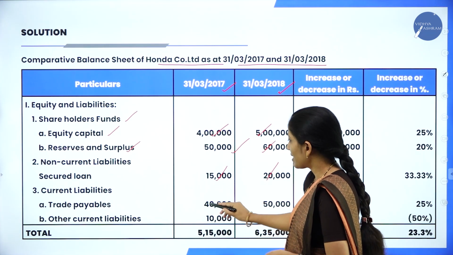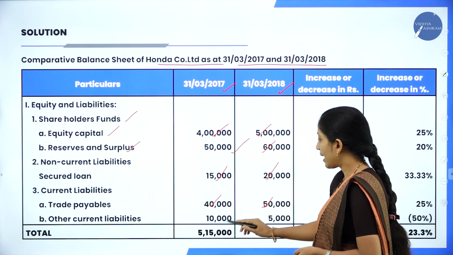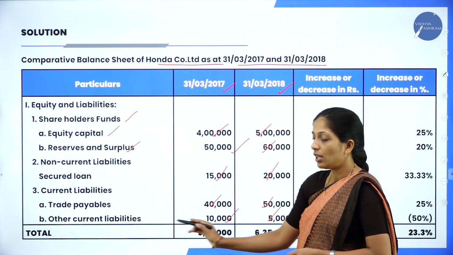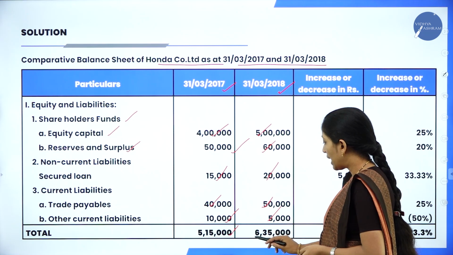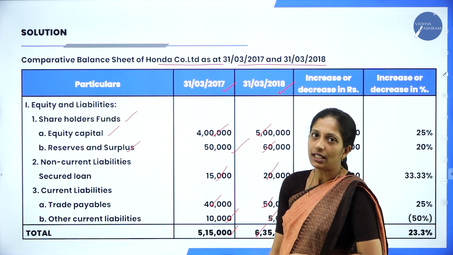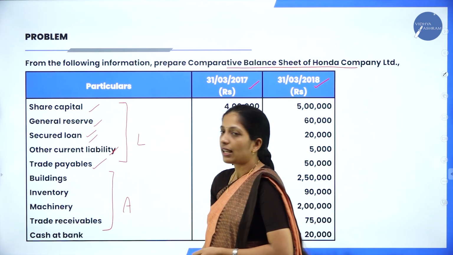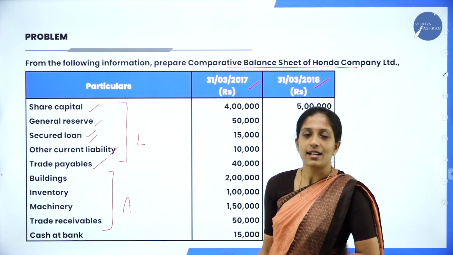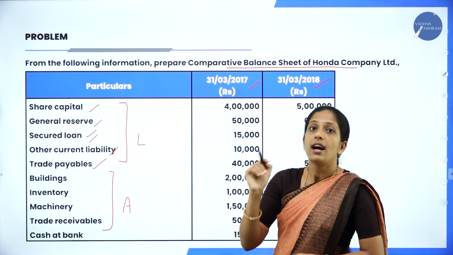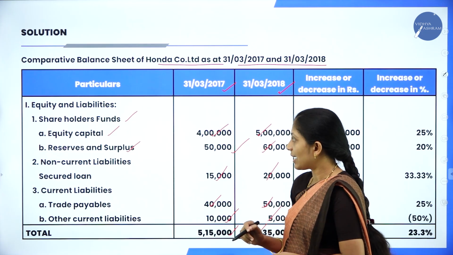So, current liabilities: trade payables and other current liabilities, 10,000 and 5,000. You have to total 5 lakh 15,000 and 6 lakh 35,000. Now, coming to assets, we have building. So, how do you show the assets? Roman number 2, assets. Under that, first one, non-current assets.